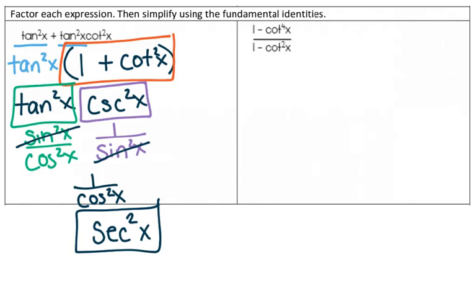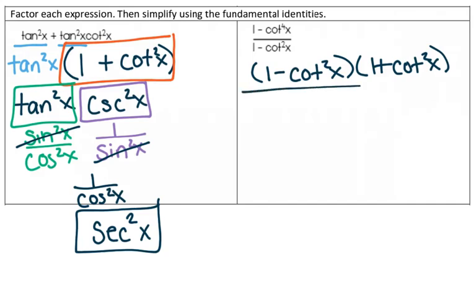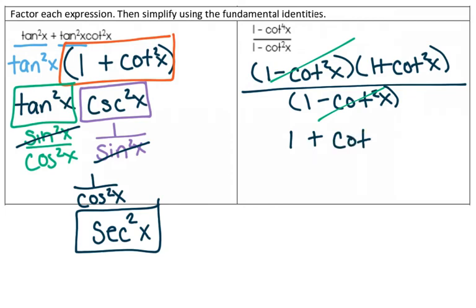Alright, so for the next one, the top is called a difference of squares. So it's going to become 1 over cotangent squared, 1 plus cotangent squared. If you don't remember what difference of squares is, go watch a video on it. On the bottom, I have 1 minus cotangent squared. So I got this on top, this on bottom, that can cancel out. I'm left with 1 plus cotangent squared. There's addition and a trig identity being squared, so that's a Pythagorean identity. So this becomes cosecant squared x.